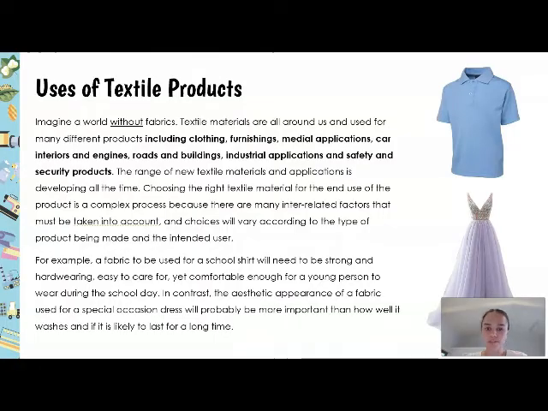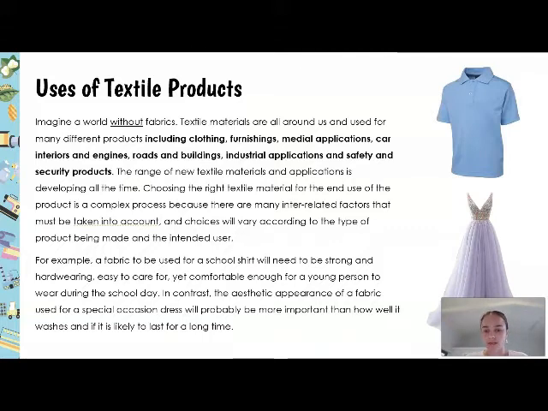So uses of textile products. This is pretty self-explanatory. Imagine a world without fabrics. Textile materials are all around us and used for many different products, including clothing, furnishings, medical applications, car interiors and engines, road and buildings, industrial applications, and safety and security products. The range of textile materials and applications is developing all the time.